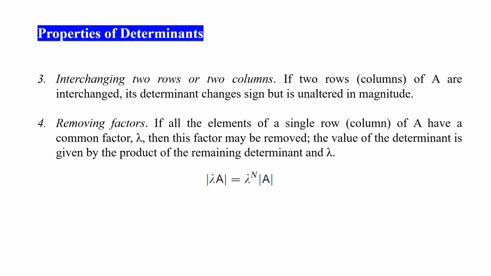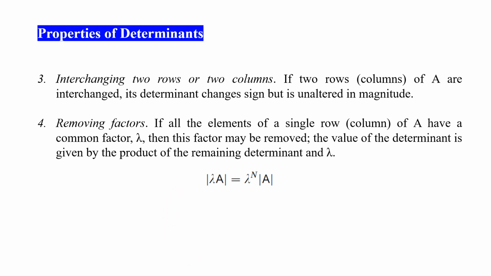And then you have removing factors. If all the elements of a single row or column of A have a common factor lambda, then this factor may be removed and the value of the determinant is given by the product of the remaining determinant and lambda. So let's say for example, again, for removing factors, if all the elements of a single row or column of A have a common factor 2 or lambda, then this factor may be removed and the value of the determinant is given by the product of the remaining determinant and lambda.